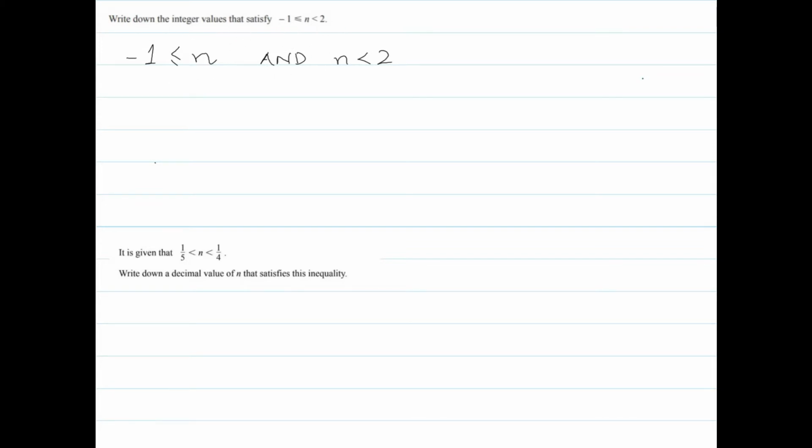Now, if you read the first sentence, this means that your n is greater than or equal to -1. And your second statement says that your n is less than 2. So your n is bound by two values, right? If you look at the number line, it will show like this. Let me draw the number line for you.